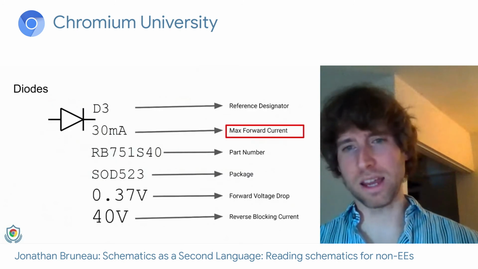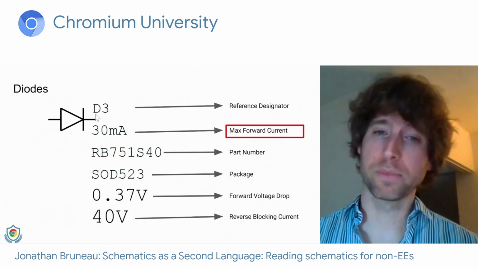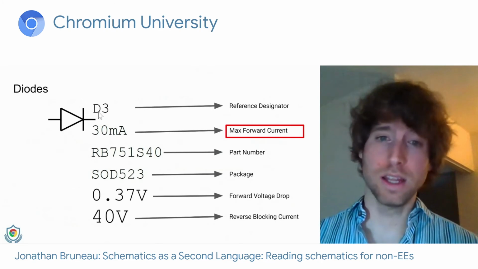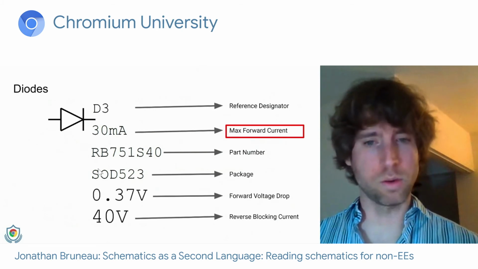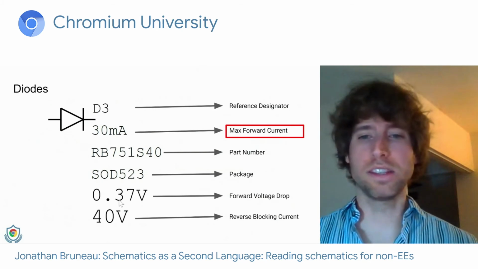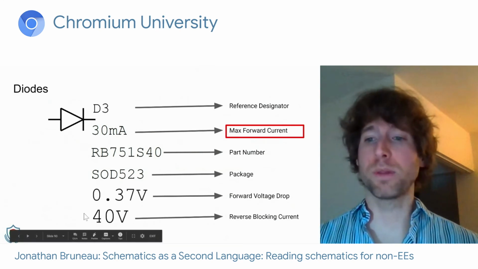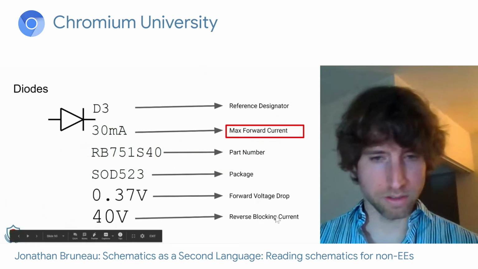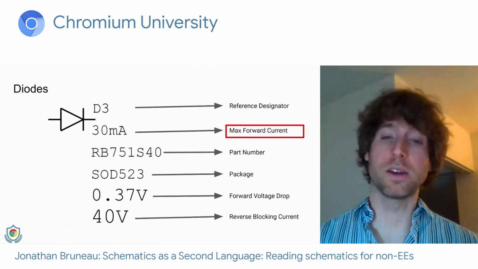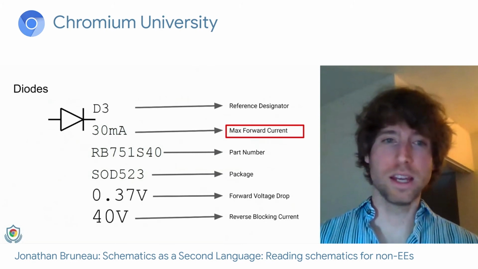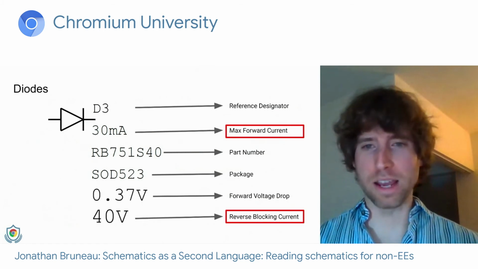Okay, in the schematic, you'll see just like all the other parts, we have a bunch of text. This is the reference designator, starts with a D. This is the maximum forward current, the part number, the package, again, a whole world that we're not going to get into. This is the voltage drop. I'll talk about this in a second. And this is the reverse blocking voltage. This is wrong. I need to fix that. It is the amount of energy the diode can withstand before it blows up. And really, these two parameters are what make or break a diode.